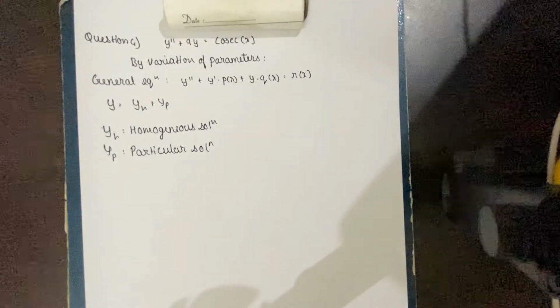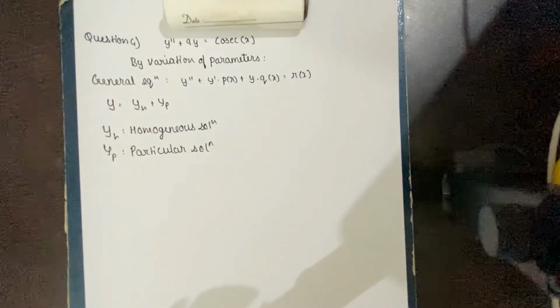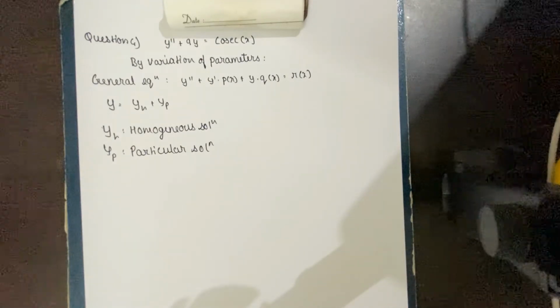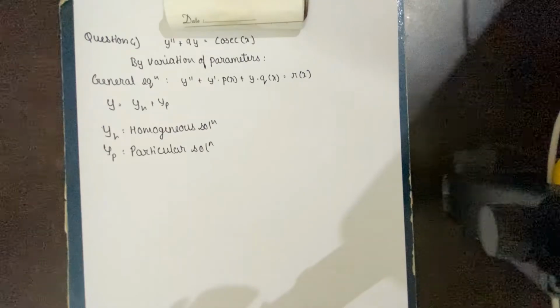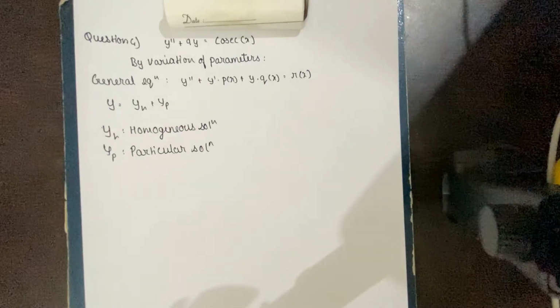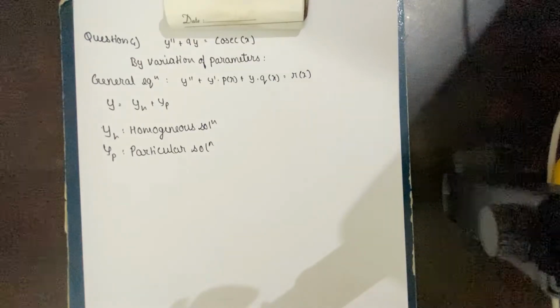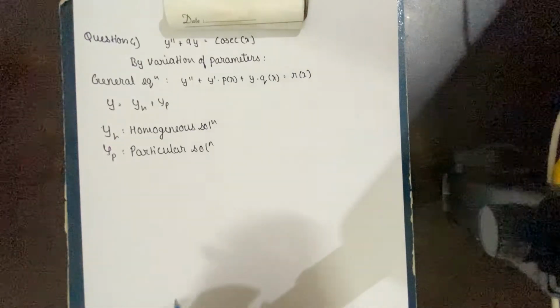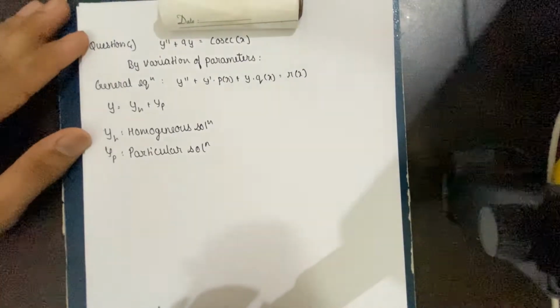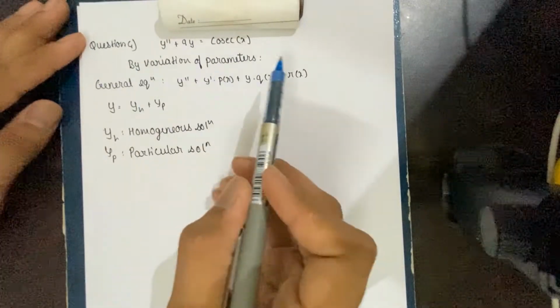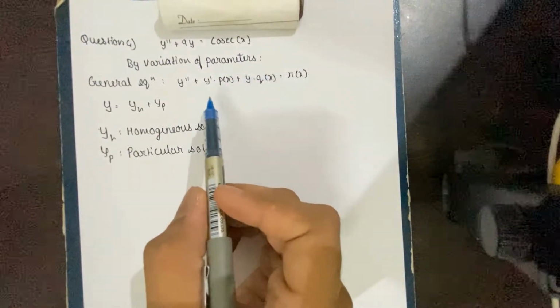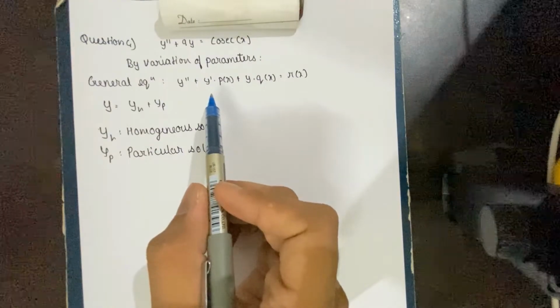Okay, so the fourth question states: solve the given non-homogeneous linear ODE by variation of parameters or undetermined coefficients. y double dash plus 9y equals cosecant of x. So I'm going to be using the method of variation of parameters. It was given by Lagrange.